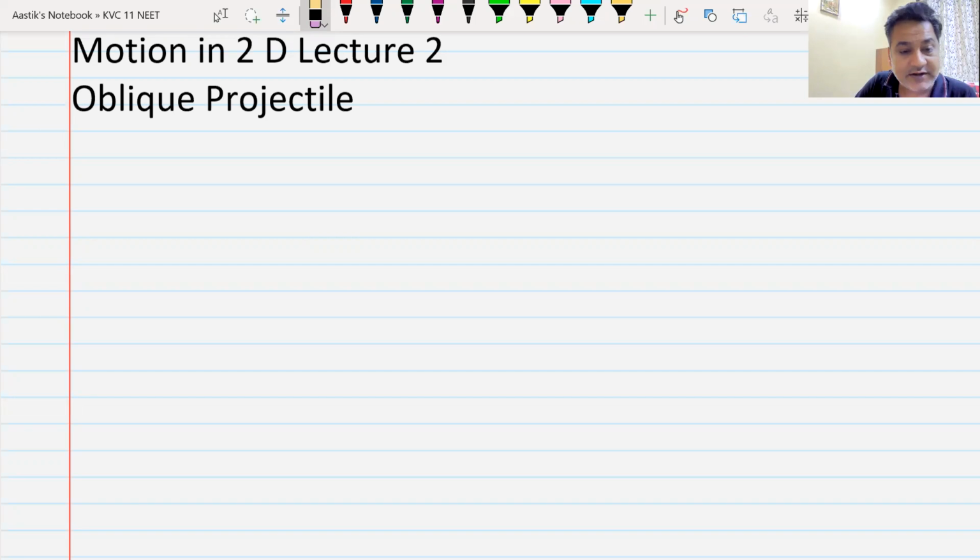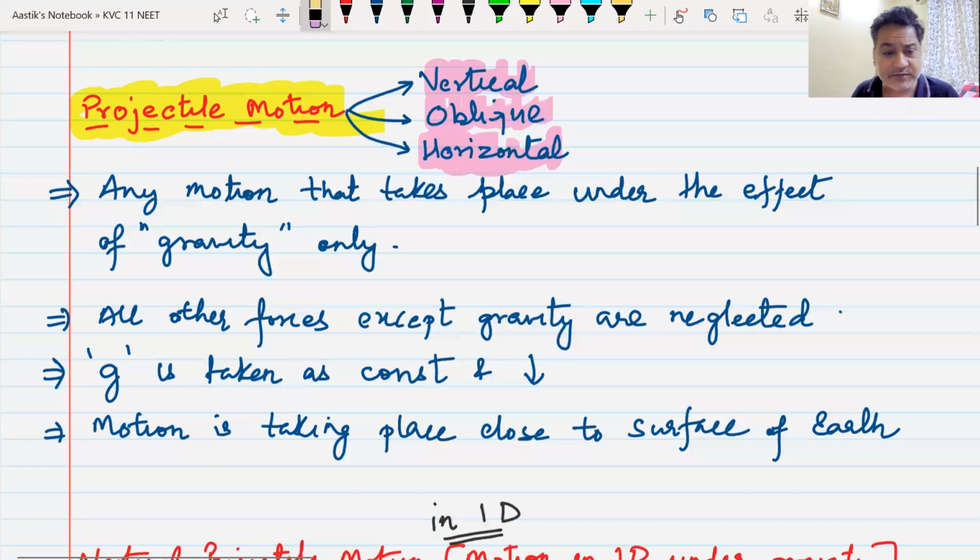In the last class, we had dealt with what you mean by projectile motion. We had seen that for a projectile motion to happen, the only force must be gravity, and there would not be and should not be any other force. We remember this, yes or no?